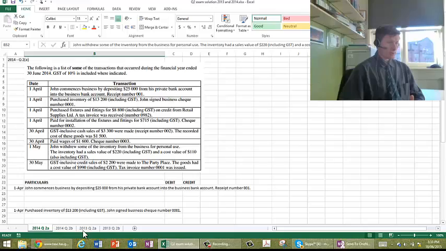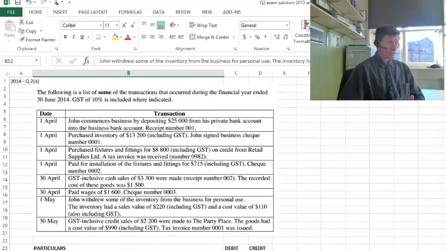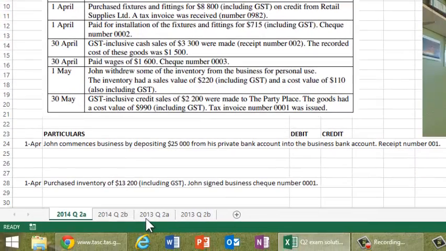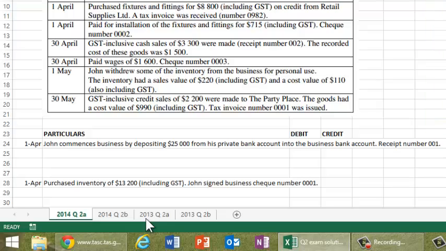So when you see this, you need to then do general journal entries for every entry. What I've done is, you can see there, I've put in the transaction, and that would normally form your narration. I'm not going to do the narration, so I'm going to show you how to do the individual general journal entries. So let's begin. So John starts a business by putting $25,000 into his private bank account.